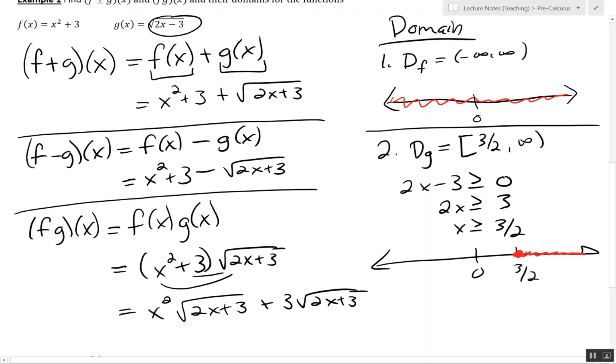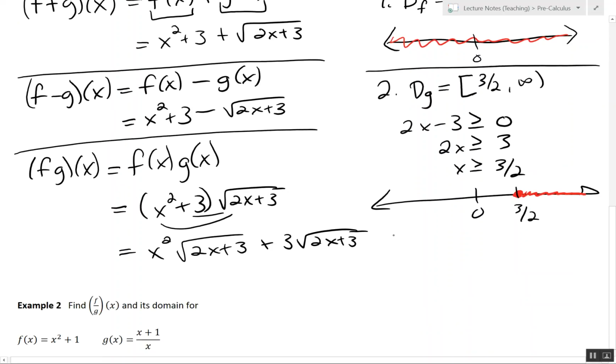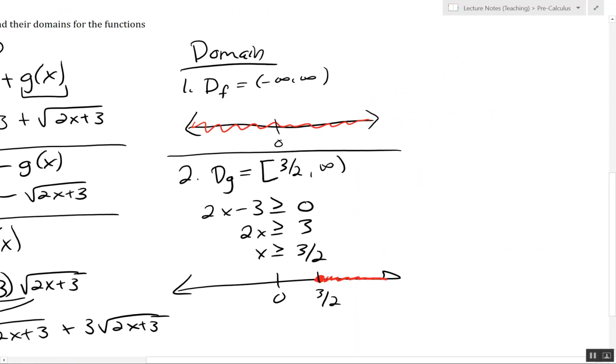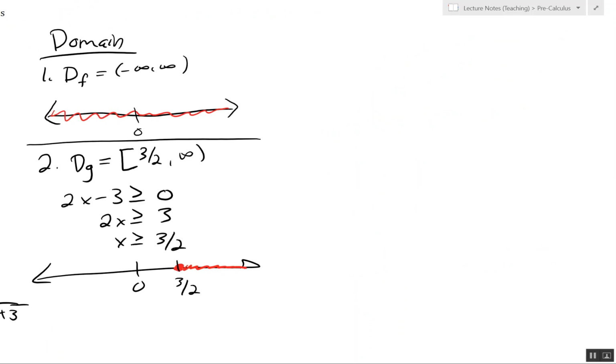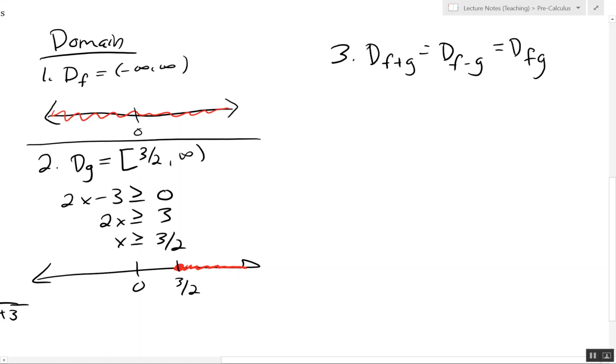So now we need to find the actual domain of all these functions. So step 3 is we want to find the domain of f plus g, which turns out to be the same domain as f minus g, which turns out to be the same domain as f times g.